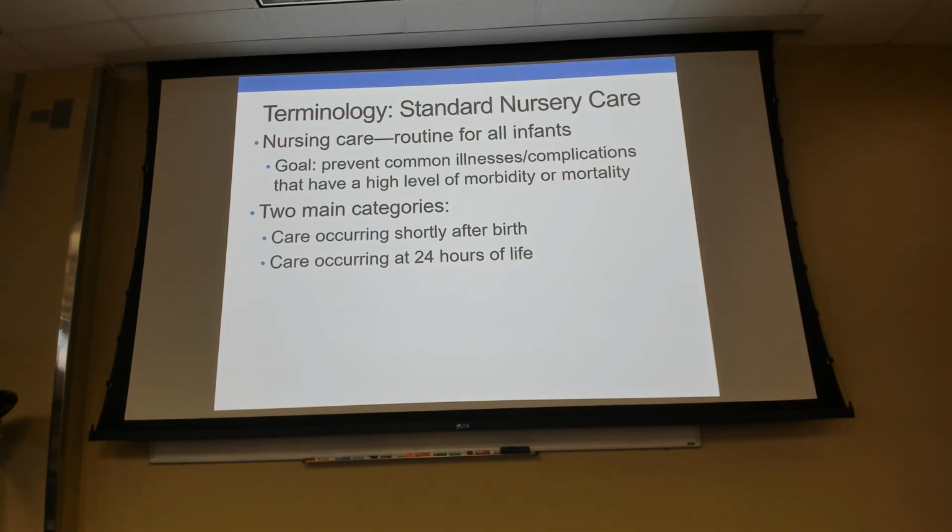So there's a couple of things that we're going to do. So standard nursery care, there's 2 different types. So standard nursing care means this is going to happen for every baby that walks through those doors, right? You don't get to go home without this type of care. So that's that standard care. And all of these things are things that we do because they're going to reduce some sort of morbidity or mortality later on in life, okay?